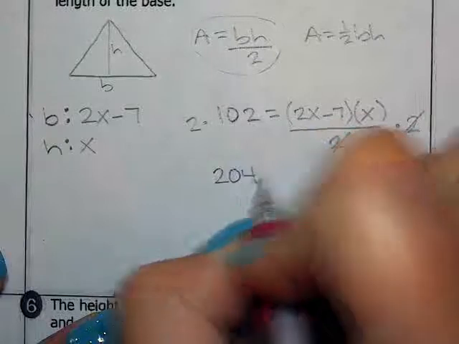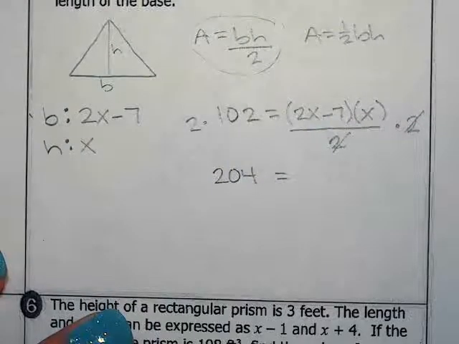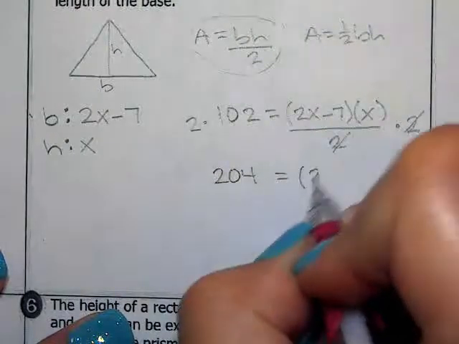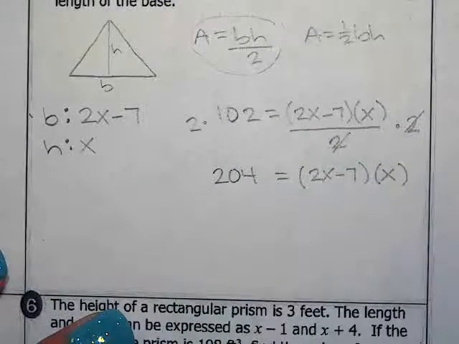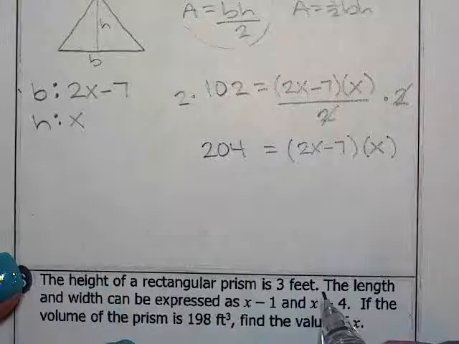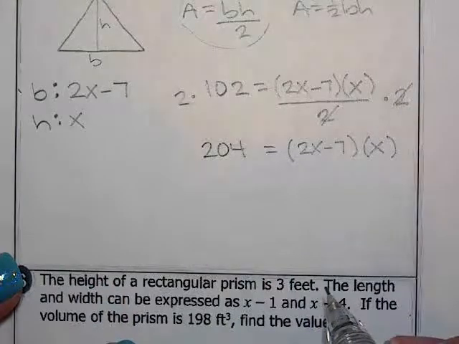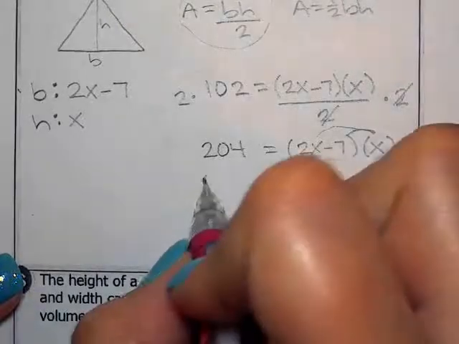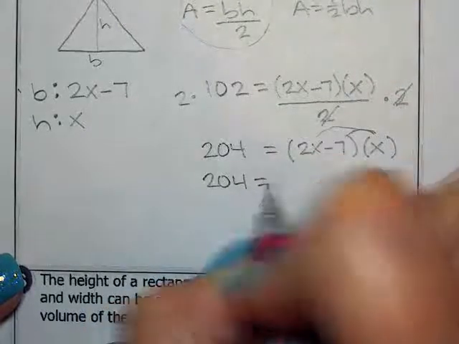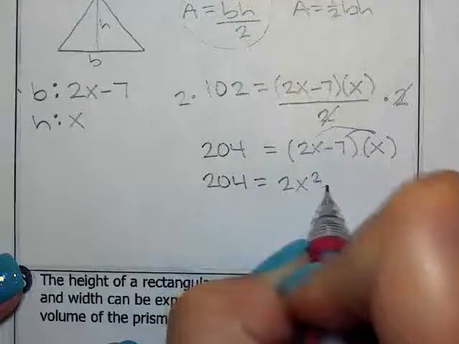Okay? So we have 204 equals (2x minus 7) times x. Okay? And then what should we do with the x? We should multiply it. We should distribute it. So we get 204 equals 2x squared minus 7x. Okay, so we have a quadratic.